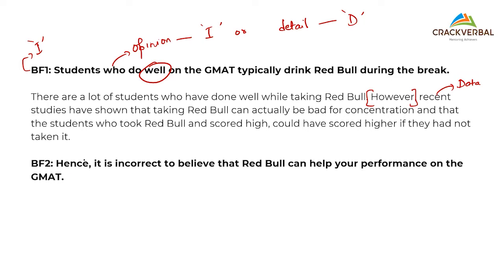Last one. Hence, it is incorrect to believe that Red Bull can help your performance on the GMAT. So it's a classic kind of the structure I gave you. What is the main thought of the author? Is the author believing BF1? No. So what is the aim of the para? To tell you that BF1 is not the same as BF2. Everyone agrees to this?